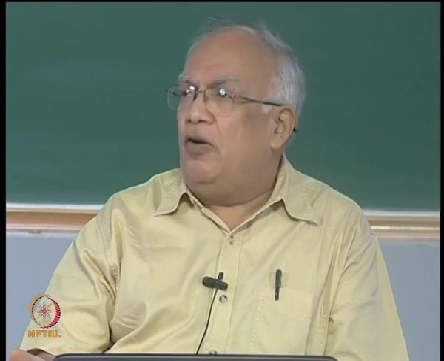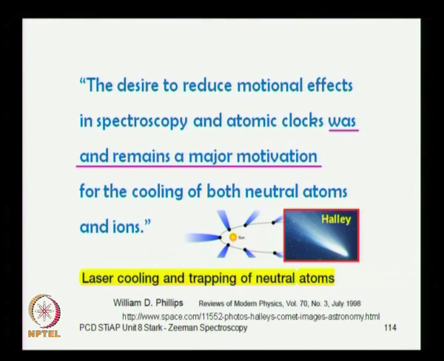So how would you slow down an atom? And one knows just by looking into the sky that you can slow down the atom by shining light on it, because you always know that the comets have their tails which are directed away from the sun, no matter where they are on the orbit. It is not that the tail trails the comet on the trajectory, but it is always directed away from the sun, and that is because of the radiation pressure.